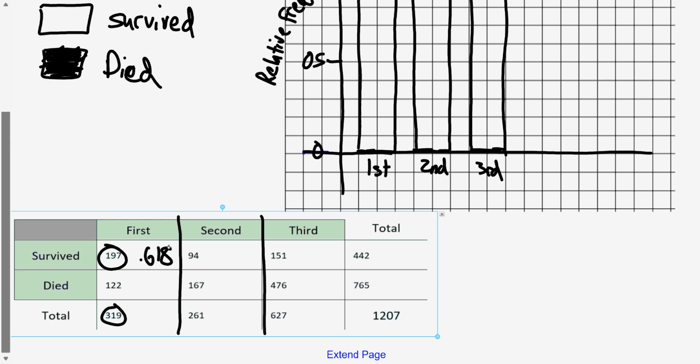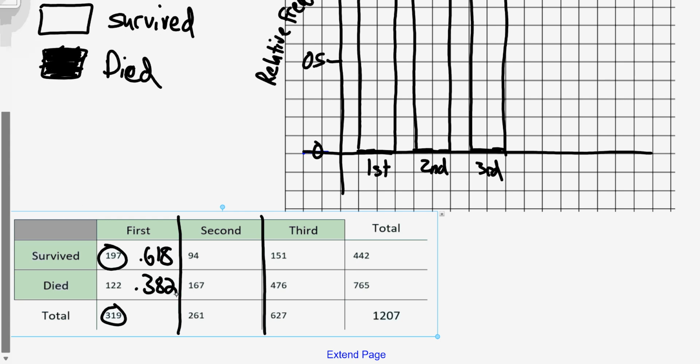Which means I could do 1 minus that to get 0.382. And that'll give me my total. They add up to 100, total will be 1. Within second class and within third class, we have to do those same things. So I'm going to do those right now. You can take a second to do those as well.